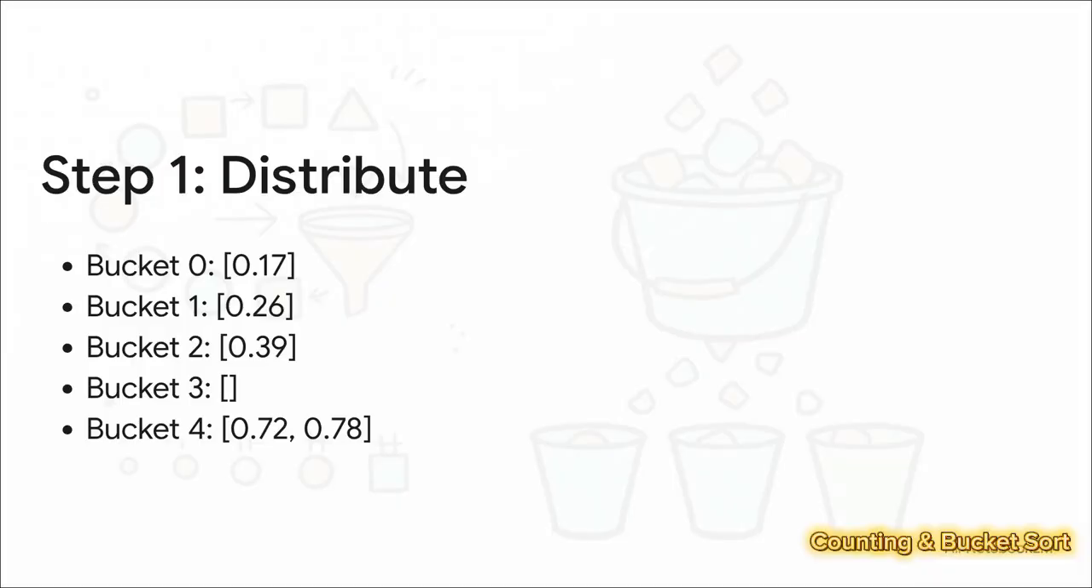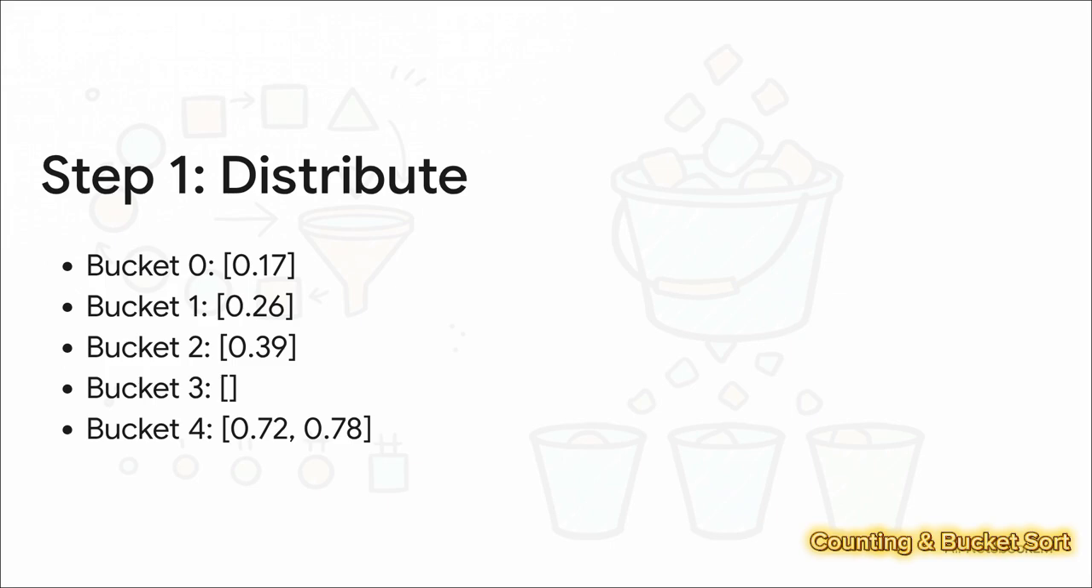The rule for placing an item is simple. Multiply its value by the number of buckets. So for 0.17, that's 0.17 times 5, which gives us 0.85. We just look at the integer part, which is 0, so it goes into bucket 0. For 0.26, that's 0.26 times 5, which is 1.3, so it goes into bucket 1. We do this for all the numbers. You'll notice bucket 4 ends up with 2 values, while poor bucket 3 is empty.